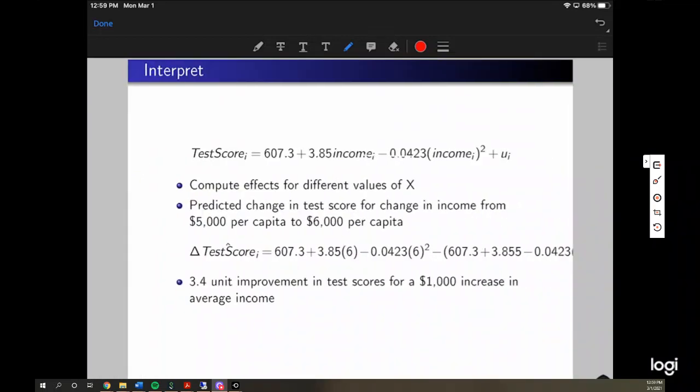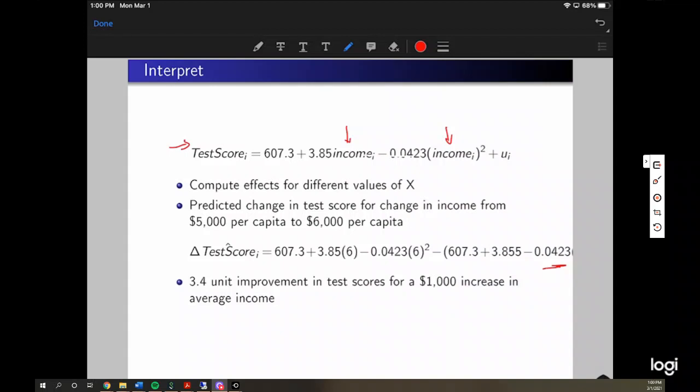So let's interpret this. Here's our sample regression output. We want to compute effects for different values of x. The predicted change in test scores for change in income from $5,000 per capita to $6,000 per capita. How can we do this? Okay, we're going to get the predicted change in test scores by taking, this got cut off, I apologize for this, 6 and putting it into this function here for income and income squared. So 6 into income and 36 into income squared.